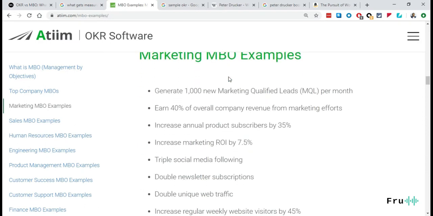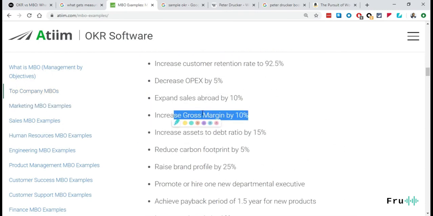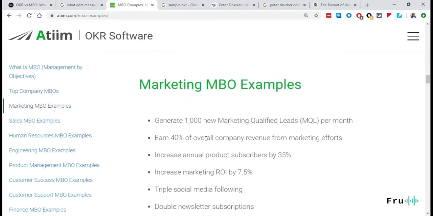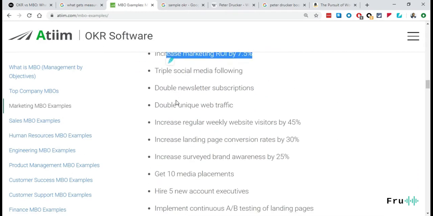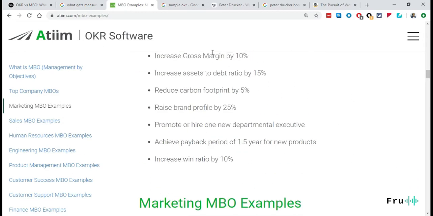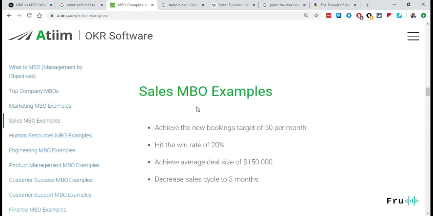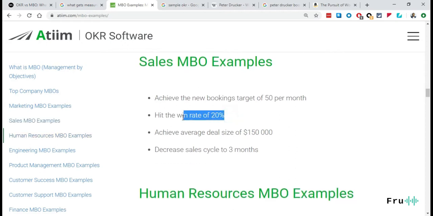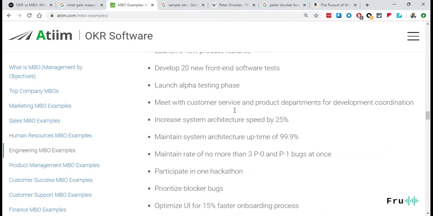Now you can have the marketing team setting their own MBOs, which would be aligned to what the higher-level organization MBOs are. So they can say, well, if we want to increase gross margin by 10%, then we want to increase our marketing ROI by 7.5%. And now the marketing team has its own MBOs, which are all directly aligned to the MBOs set by the top-level organization. And not just the marketing team, now you can have the sales team having their own MBOs: hit a win rate of 20%, decrease sales cycle to 3 months. And so that could be the sales team and human resources, and everyone now can have their own MBO.